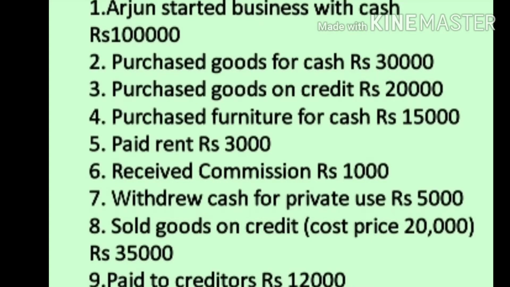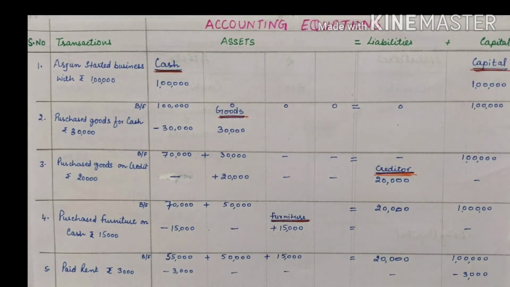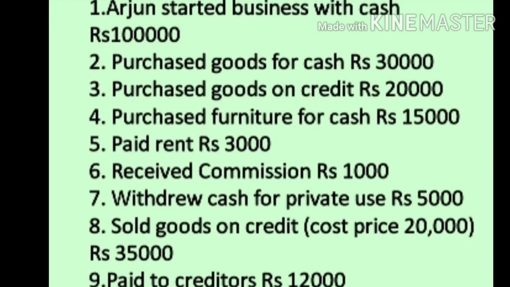Before we start the question, just take a look at its format. As you can see in the solution, there are three columns. One represents the serial number, the second one is for the business transaction or the question, and the third one is to represent a solution in an accounting formula, which is assets is equal to capital plus liability.